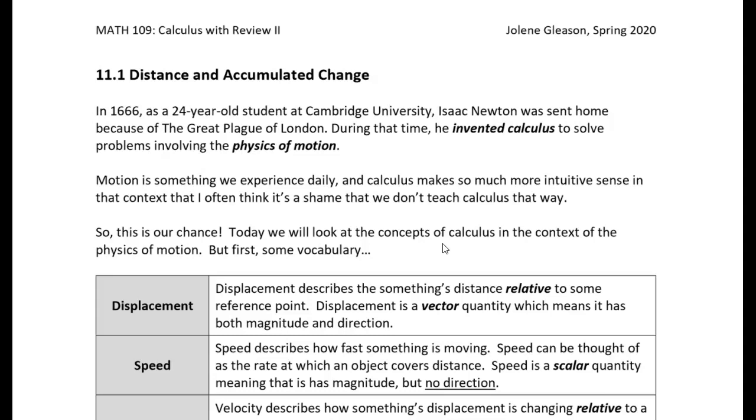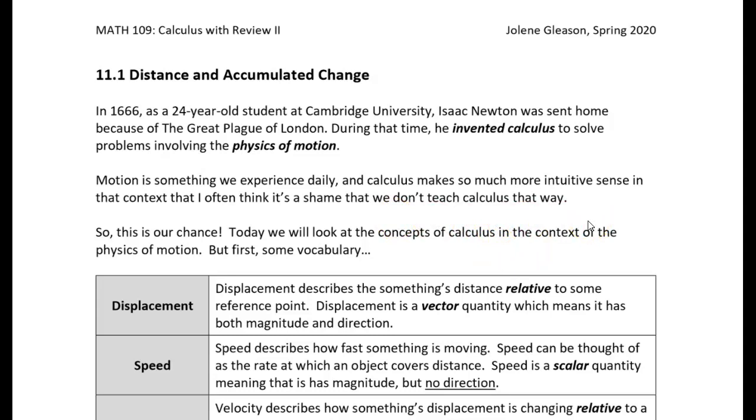So, I think that motion is something that we experience daily, and so it kind of makes intuitive sense to us. And so when you teach calculus in the context of motion, it just seems more intuitive. So this is our one chapter where we get a chance to make that connection between calculus and physics. And so that's what I'm going to try to do today, and try not to get too carried away with too many examples. I had to really restrain myself to pare it down to just the important examples. So anyway, let's get started with that.